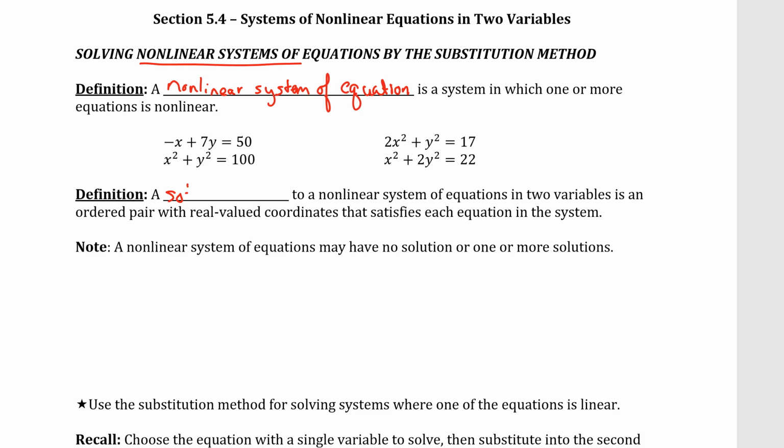So a solution to a nonlinear system of equations in two variables is an ordered pair, remember, ordered pair, with real valued coordinates that satisfies each equation of the system. So remember, it has to satisfy both of them. And it has to be an ordered pair, an x and a y. So a nonlinear system may have no solution, or one solution, or more solutions. So this is again where we have to be careful with it.